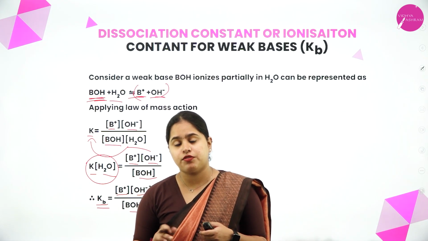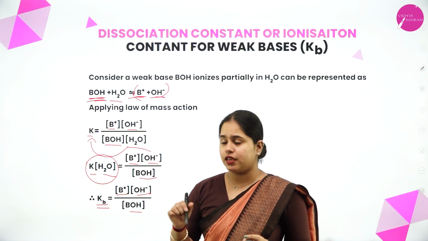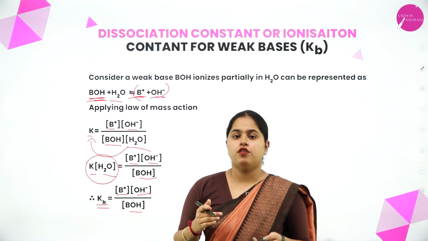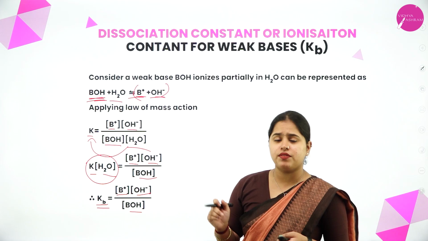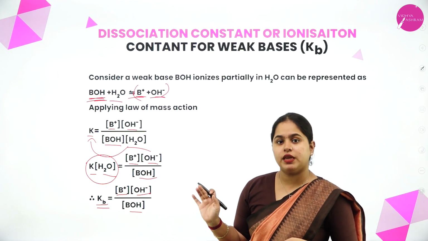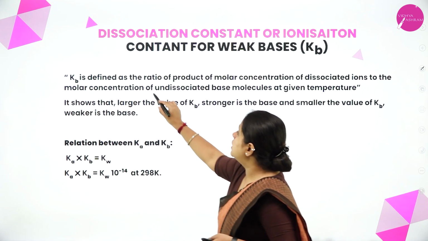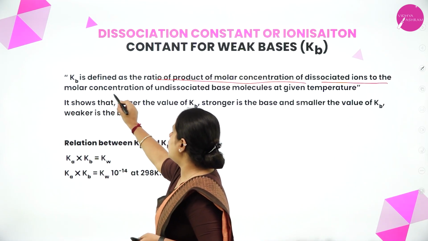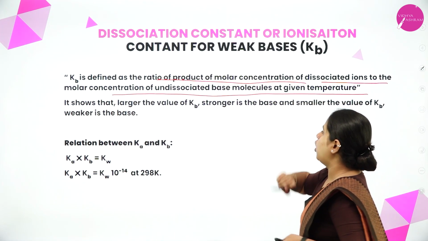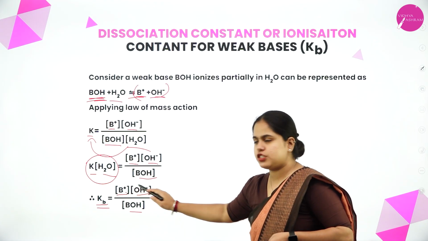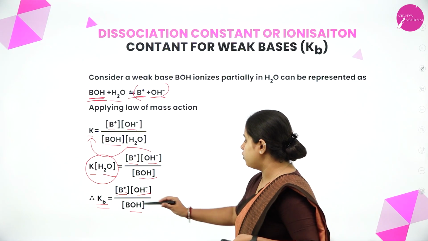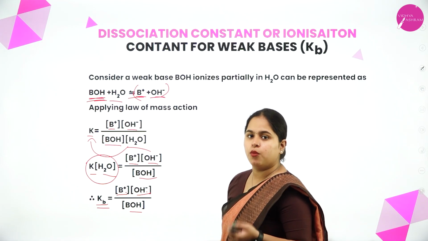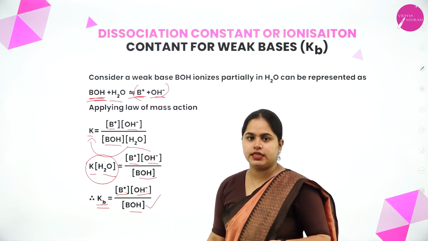In the same way as we have defined the ionization constant of an acid, we can define it here also. How we have defined the dissociation constant of a weak acid, the same way we can define the ionization constant of a weak base as well. So Kb is defined as the ratio of the product of molar concentration of dissociated ions to the molar concentration of undissociated base molecules at a given temperature. These are the dissociated ions. So it is the ratio of the product of molar concentration of the dissociated ions to the molar concentration of the undissociated weak base.